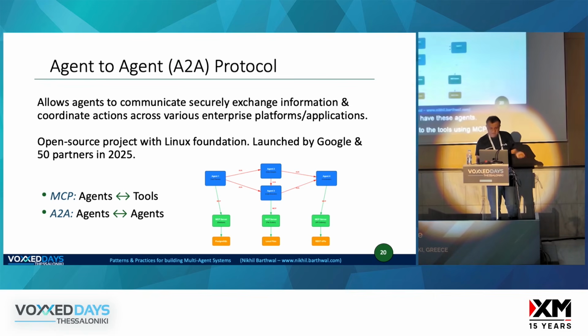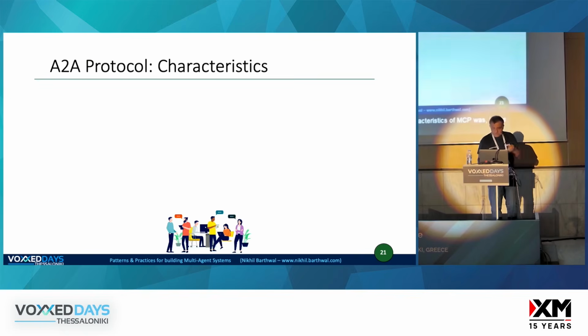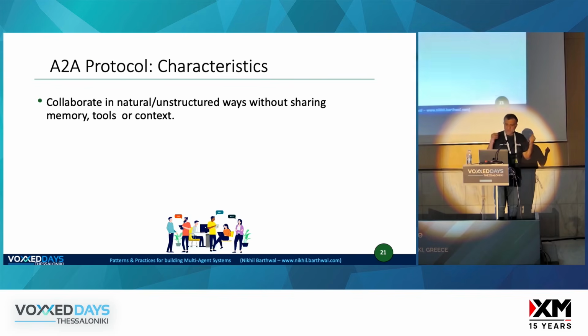So what are the characteristics of A2A? We saw what the characteristics of MCP were. It has a two-step process: discovery, tool use. A2A has something similar. So it collaborates in a natural, unstructured way, because agents are non-deterministic, right? Natural language is basically one of the ways in which mostly we interact. Of course, natural language is not a good way because it's fundamentally very ambiguous.